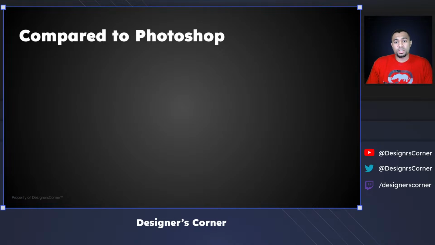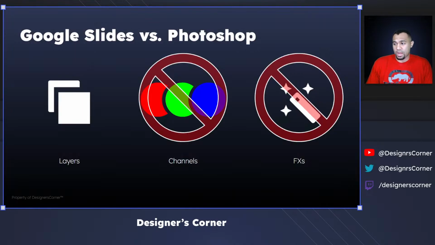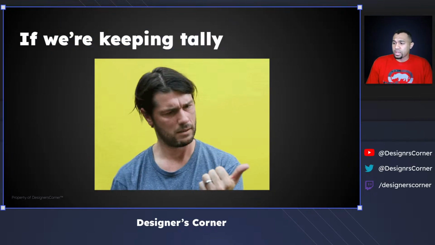So when we look at Google Slides compared to Photoshop, we don't get all the fanciness of Photoshop. We're mostly working in layers here, and what we're missing are some of the image manipulation features, such as channels. We don't really have access to channels. We have access to colors, but not channels in the same way. We also are missing the effects. So we don't have the pixelate, the liquefy, any type of blur effects. We do have some effects that are available, but not to the same degree. We'll be able to get into that a little bit later.